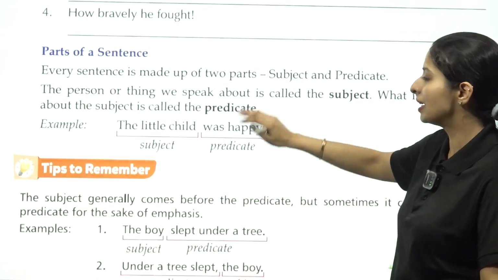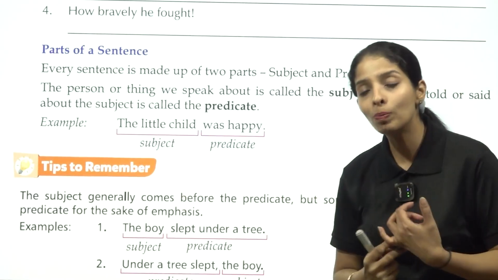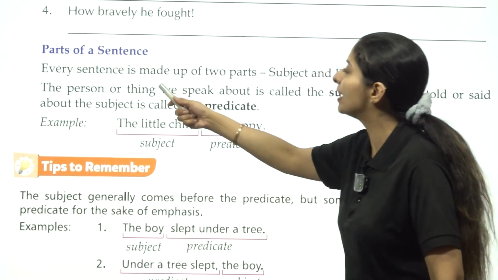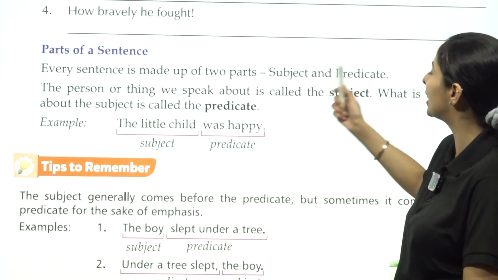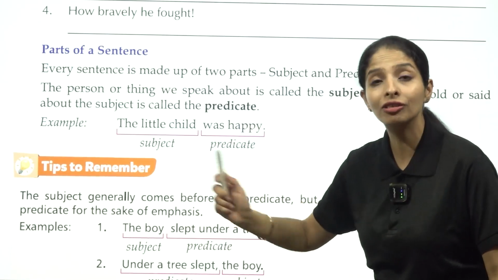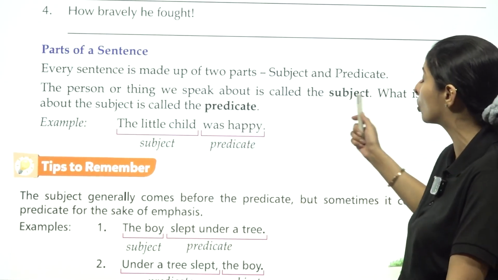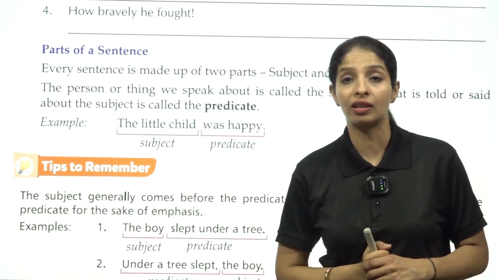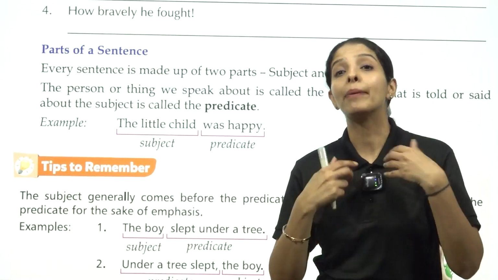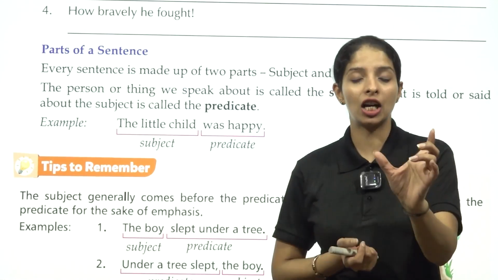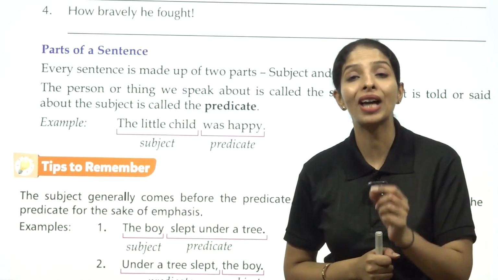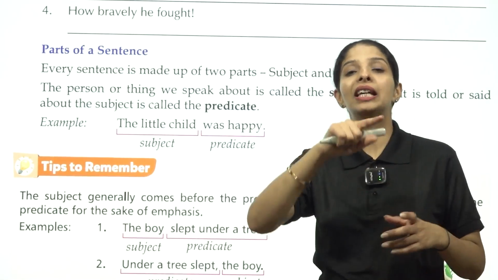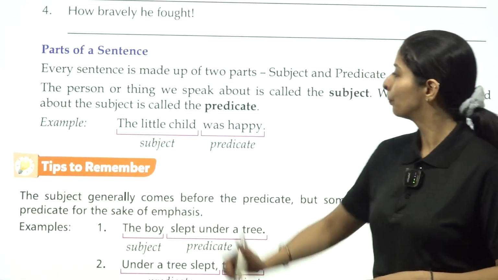Next, parts of a sentence. As we discussed, there are two parts of a sentence: subject and predicate. Every sentence is made up of two parts, subject and predicate. The person or thing we speak about is called the subject. For example, the Taj Mahal is in Agra. I'm talking about the Taj Mahal, so the Taj Mahal is the subject here. "Is in Agra" is about the Taj Mahal, so it is the predicate.